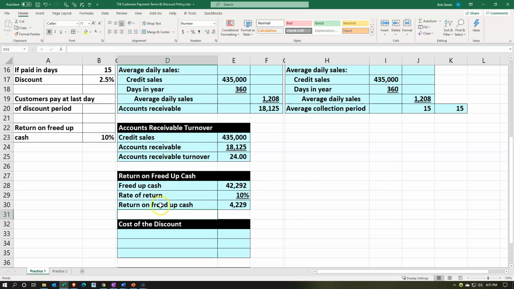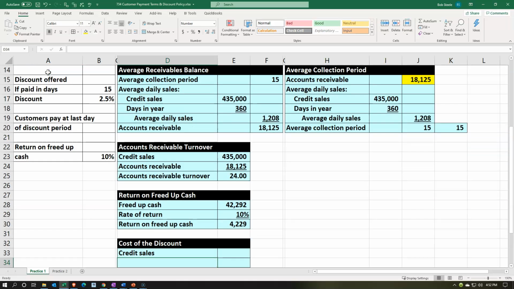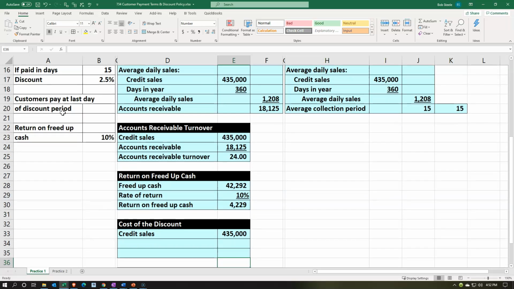We have a cash discount. What will be the net effect of the cash discount? Well, if we take the credit sales, up top, and say this is going to be equal to the 435,000, and then we're going to say that we have our discount amount that we discount is going to be equal to the 2.5%. We're assuming everybody takes the discount.